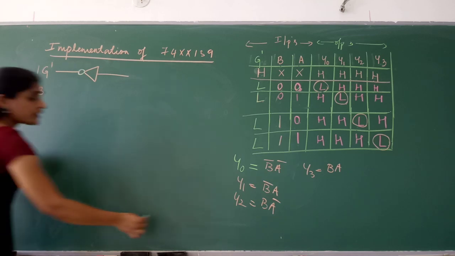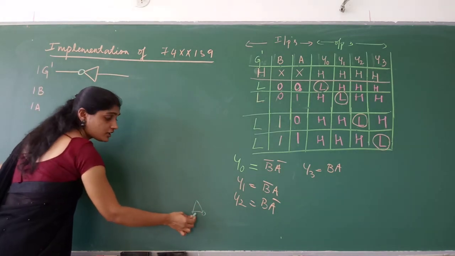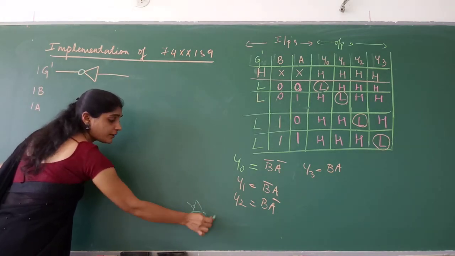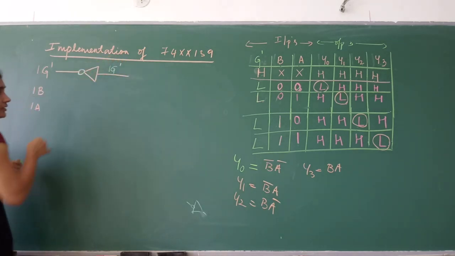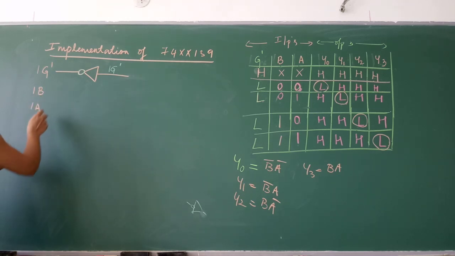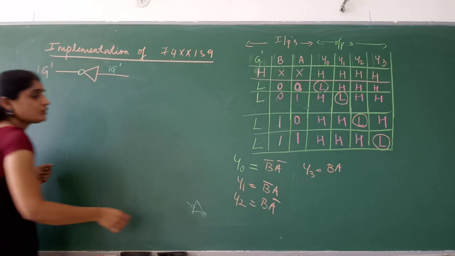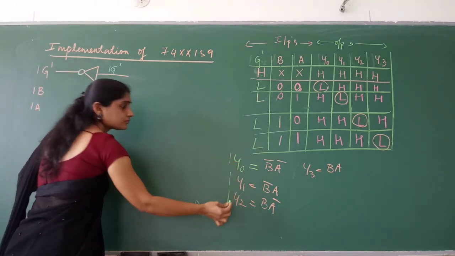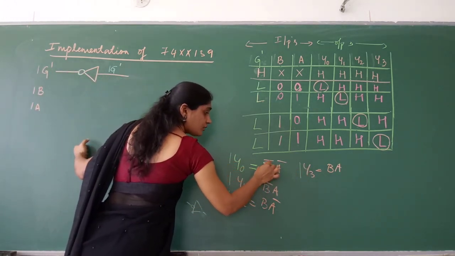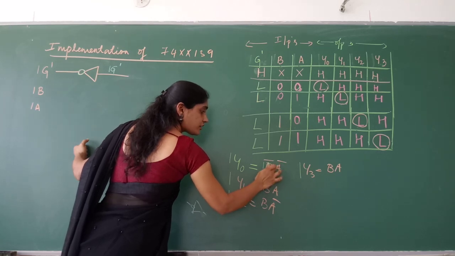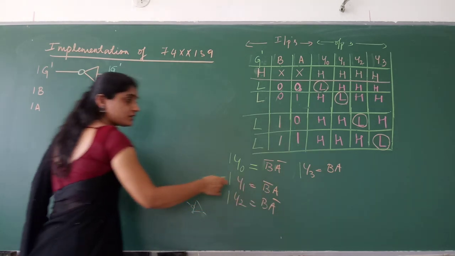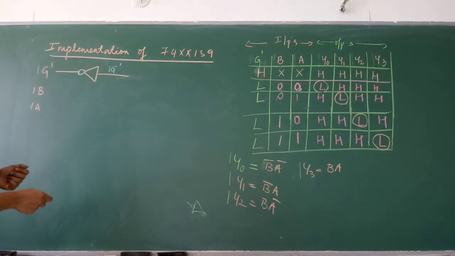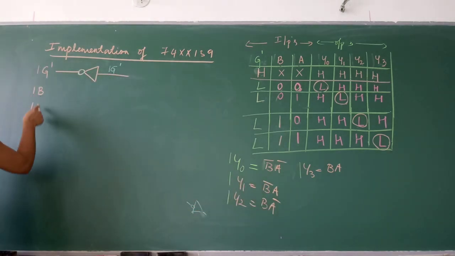We used to write a NOT gate like this, right? But for active low, we will write it like this with a bubble. So this is 1 G dash, and you are getting 1 G dash here. And this is 1B, 1A. And what is 1 Y naught? 1 Y naught is 1 B bar, 1 A bar.